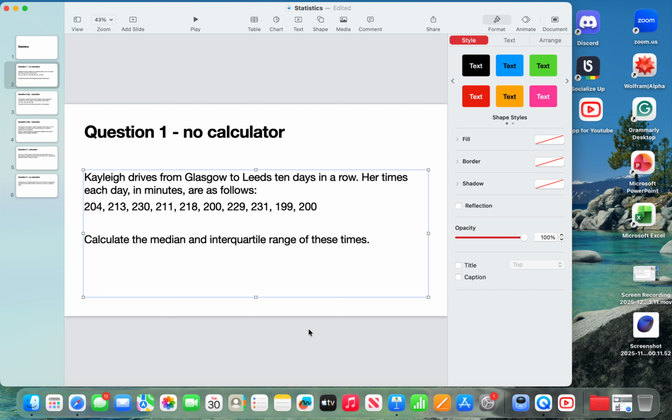We have some questions on statistics, and these are like the questions you'll get in the exam, but they're not past paper questions. The first one, there's no calculator permitted, and Kaylee drives from Glasgow to Leeds for 10 days in a row. Her times each day in minutes are as listed, and we have 10 values. We have to find the median and the interquartile range of the times.